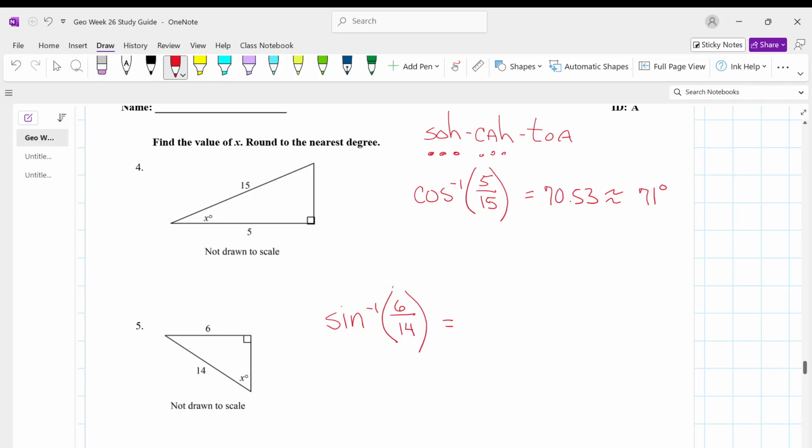25.383 to the nearest degree. That's 25 degrees.